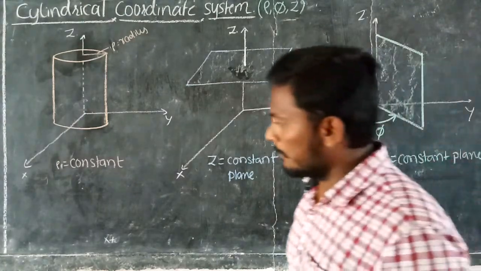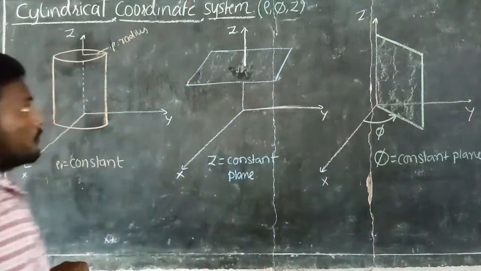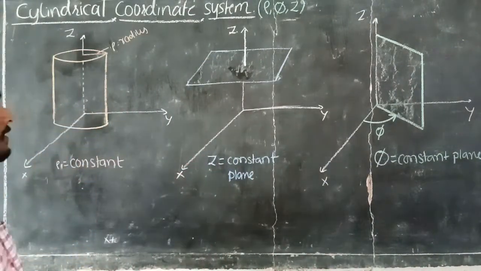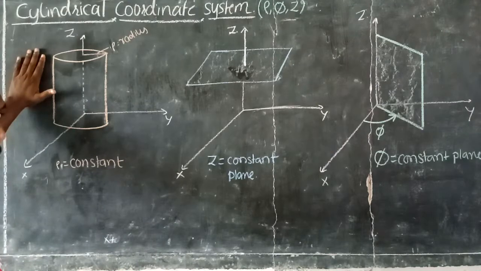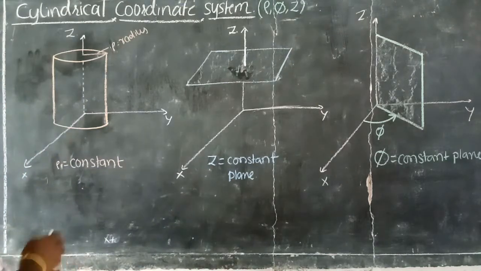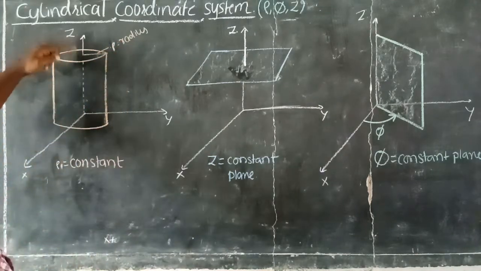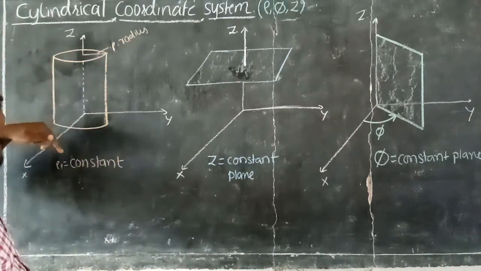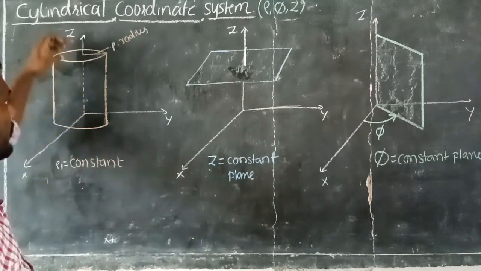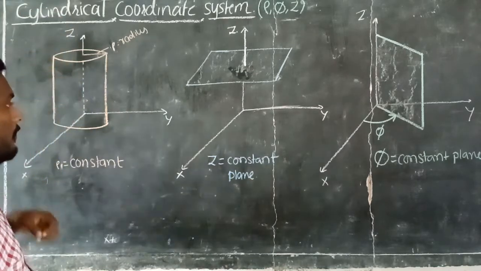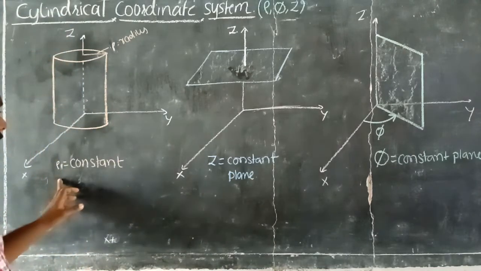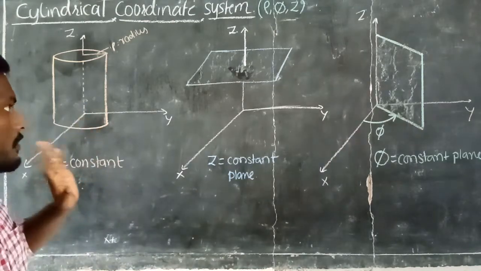Now we will see one by one the surfaces which are used to define the cylindrical coordinate system. The first is a cylinder. See, this is a cylinder which has radius rho. It has radius rho and its axis is on the z axis. The cylinder axis is on the z axis, and the radius is rho, which is a constant.